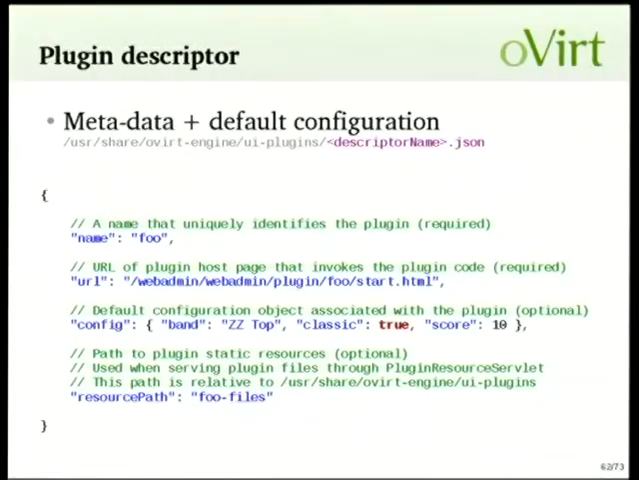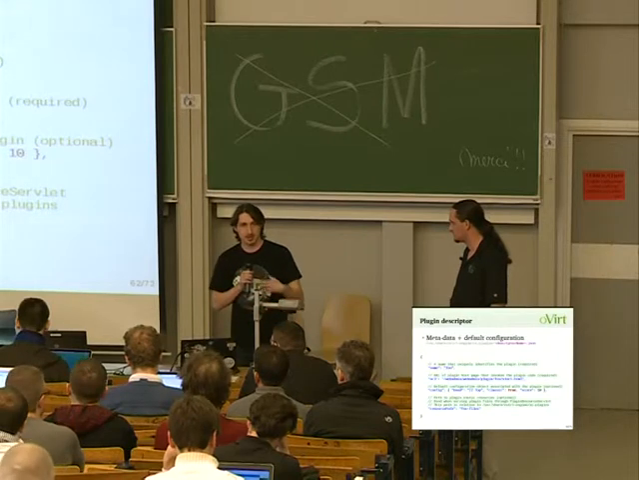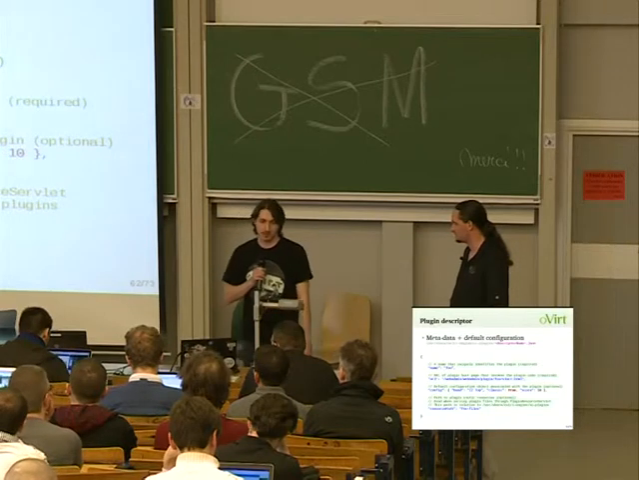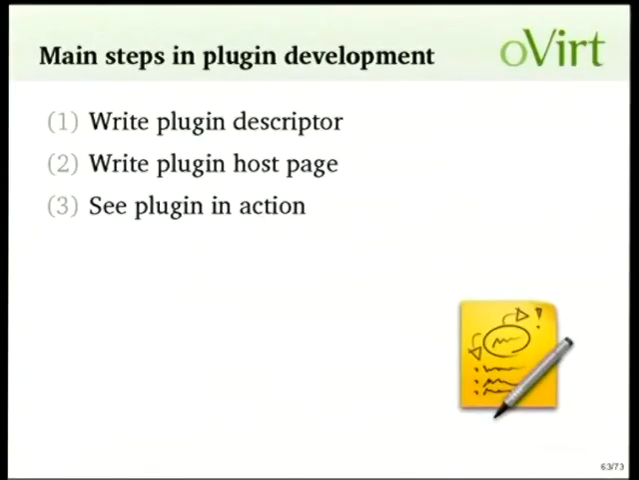That was a short overview about the JavaScript code. Let's have a look at the metadata and the default configuration. You have to put it in a JSON file, which is located in /usr/share/ovirt-engine/ui-plugins. It's important that you have a unique name, so each UI plugin needs a unique name and a URL. The URL points to the web page which hosts the JavaScript code. And you can optionally pass in some config options. To summarize, you have to write the plugin descriptor, the plugin host page, and then see your plugin in action.